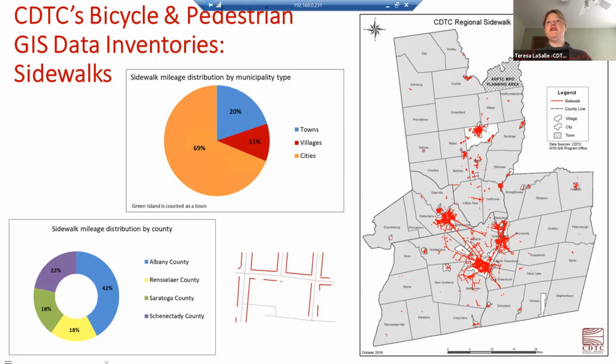So the map on the right, the red lines are showing you where sidewalks currently exist. And the charts break down the regional sidewalk mileage, how it's distributed. No surprise, 69% in the cities, 20% within towns, and 11% within villages. The bottom chart shows a similar distribution by county. 42% of the regional sidewalks are within Albany County, and the other 3 counties make up about 20% of the regional sidewalk inventory.